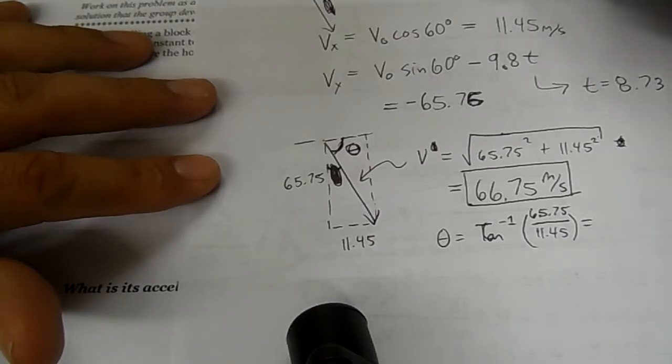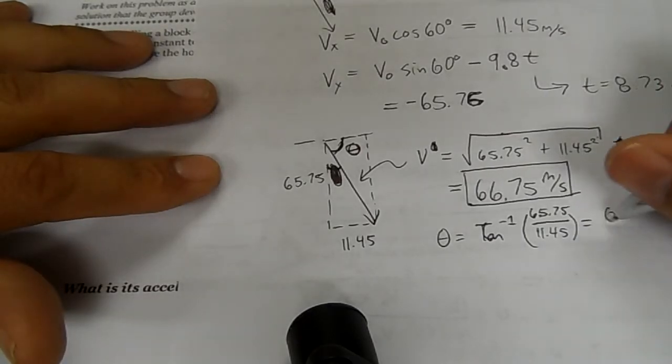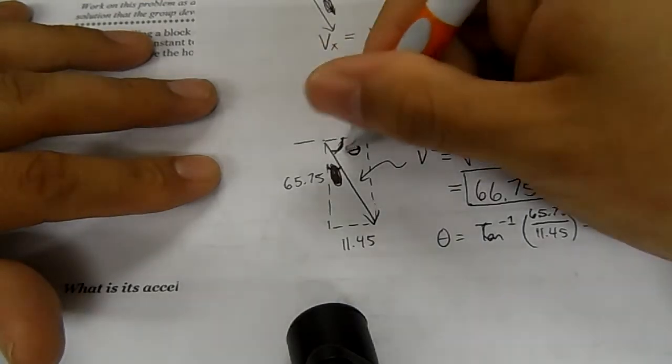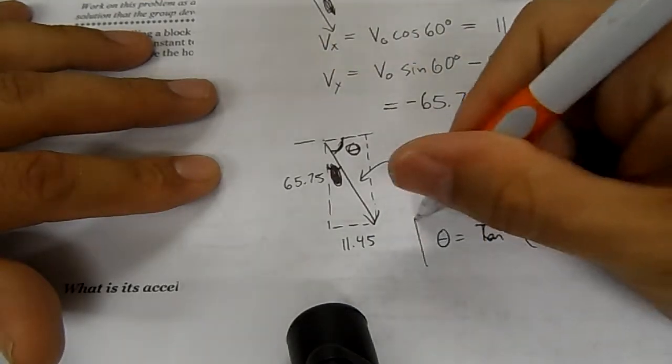11.45. And I get 80 degrees, roughly, 80.1 degrees below the horizontal.